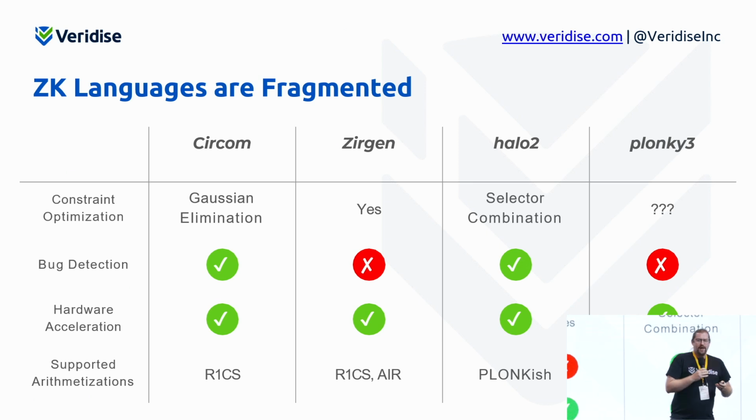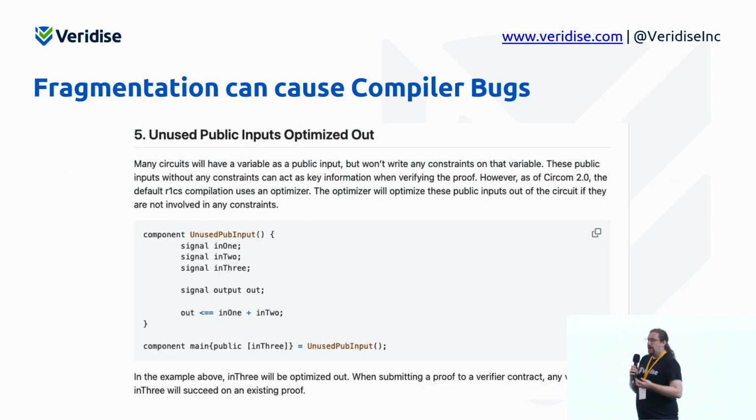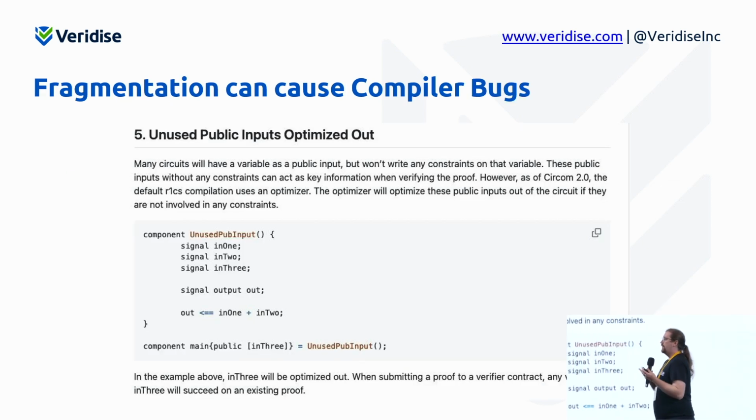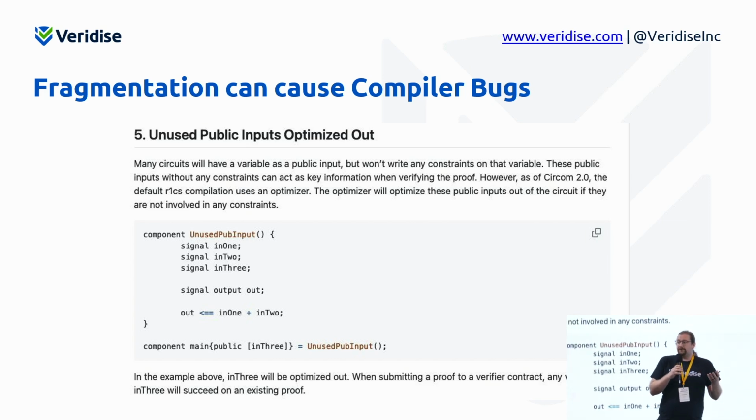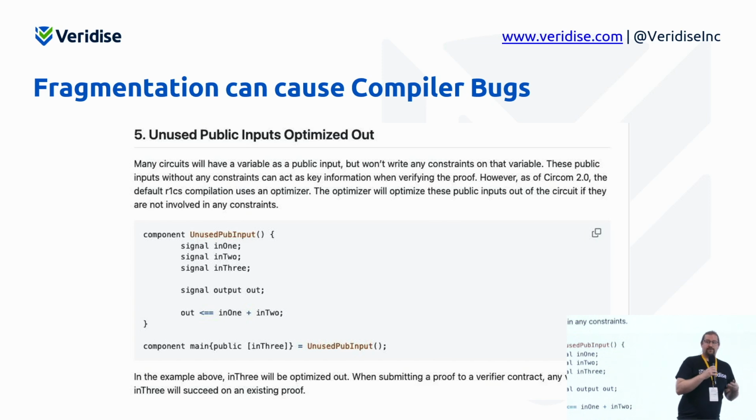And so, ideally, we would like to inherit work that people have done in the past, but this isn't really done. And so what are the effects of that? Well, fragmentation can cause a lot of issues. And so in particular, one particular issue that can pop up is compiler bugs, because people are essentially re-implementing the same thing over and over again, from optimizations, hardware acceleration, etc.